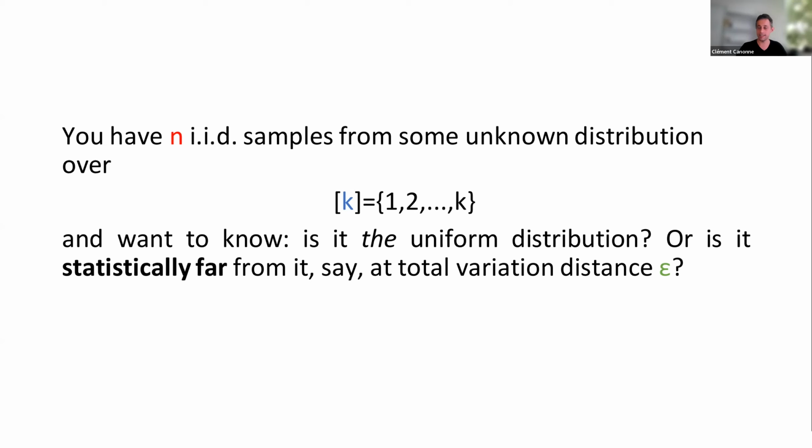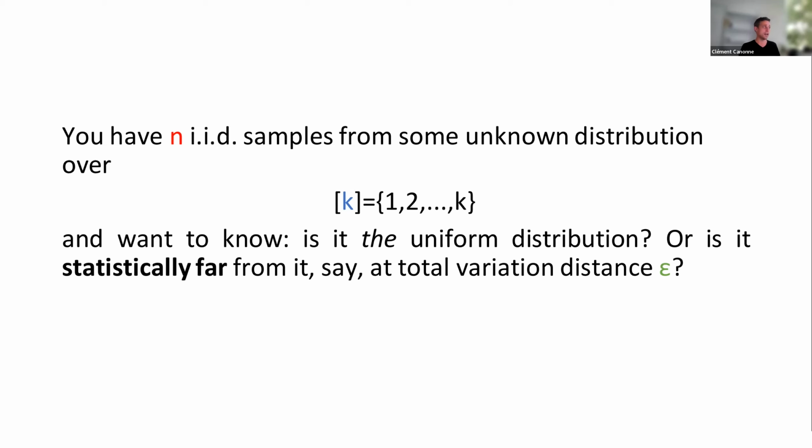And the question you want to ask is, is that data basically uniformly distributed on that large domain, or is it statistically far from this? So already there are several things we might want to ask here. Why uniform? Why does that matter? And what does it mean to be statistically far from the uniform distribution?